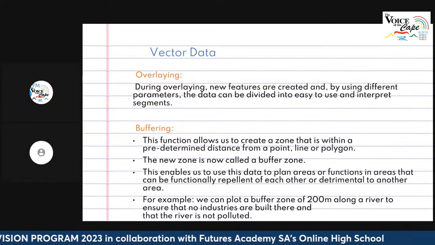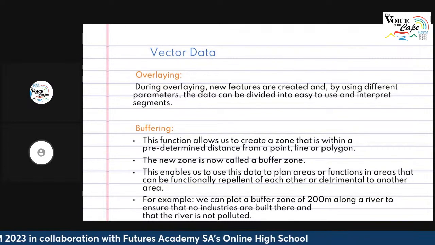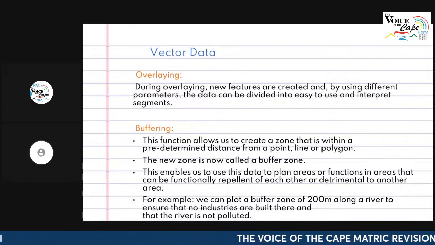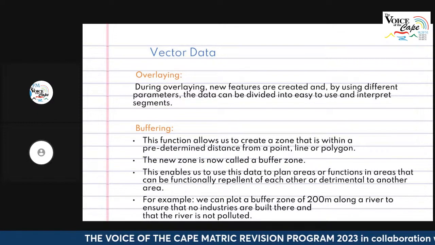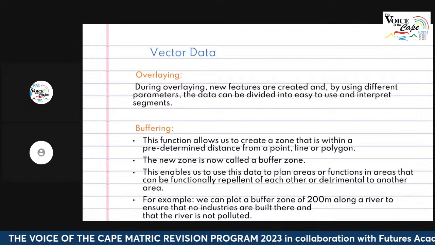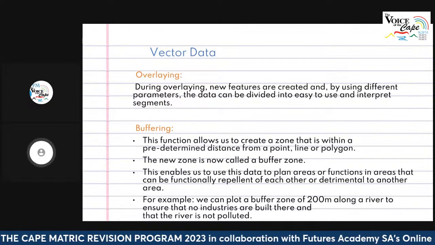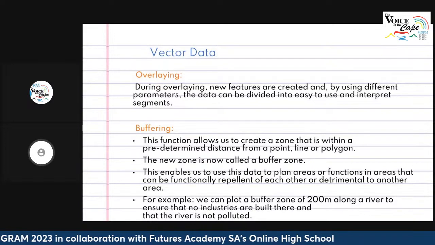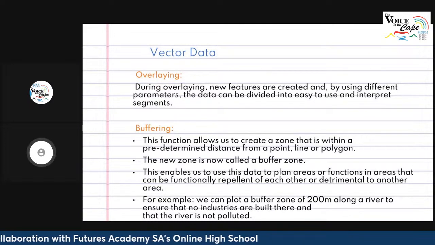Then, when we talk about vector data, let's break it down: overlaying. Remember I said different layers. Buffering, I explained that to you. We protect that particular region. A typical example of this would be, we can plot a buffer zone of about 200 meters around a river to ensure that no industries build there. Why? To protect the river from being polluted.